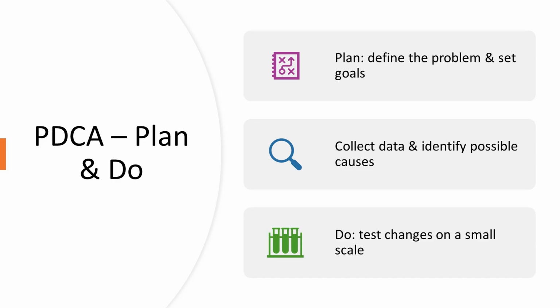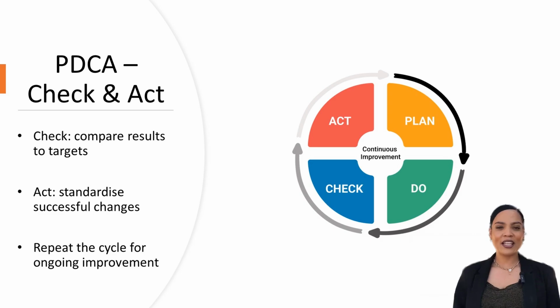2. Do. In the do phase, we implement the change or solution on a small scale. We test the idea, not roll it out everywhere immediately. For example, if we think a new inspection step will reduce defects, we try it for one shift, one line, or one product first.